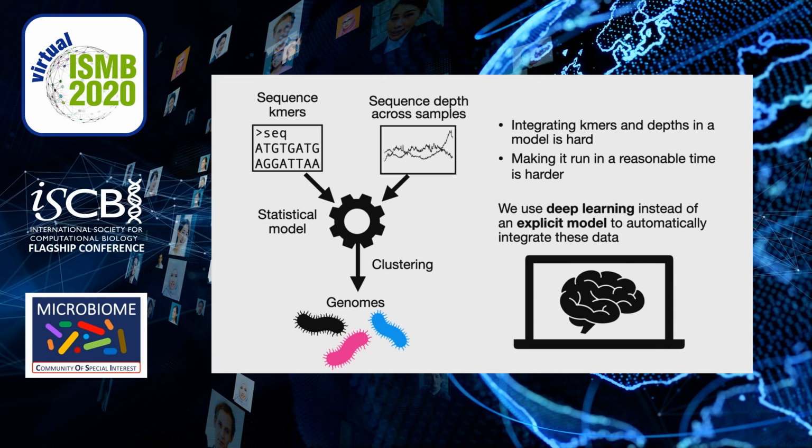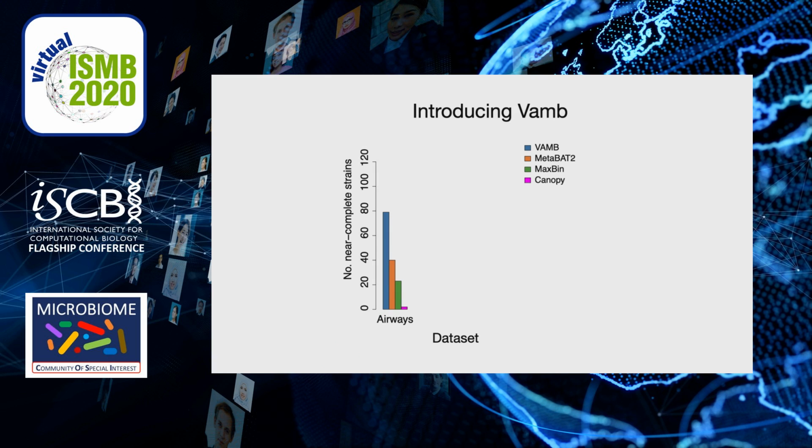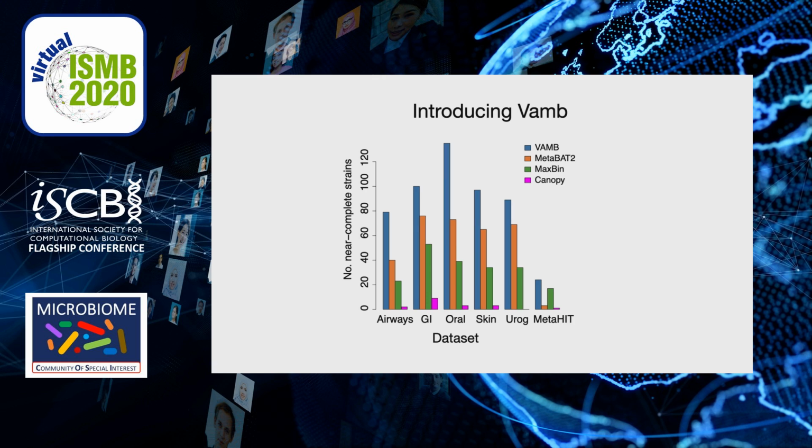Our main contribution is to use deep learning instead of an explicit model to automatically integrate these data. We do this with our program called Vamb. In this figure, on the y-axis, we have the number of high-quality genomes reconstructed, and the 4 different bars represent 4 different binners. Our binner is in blue. You can see that it reconstructs more genomes than the other 3 binners, MetaBat2, MaxBin, and Canopy. This is true across all our 6 benchmark datasets.